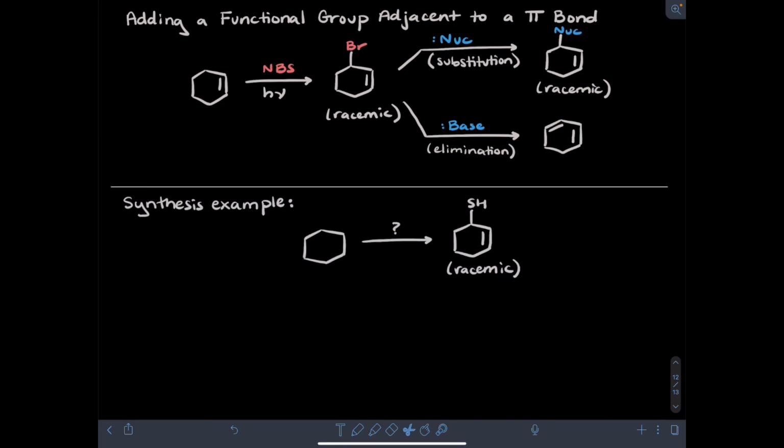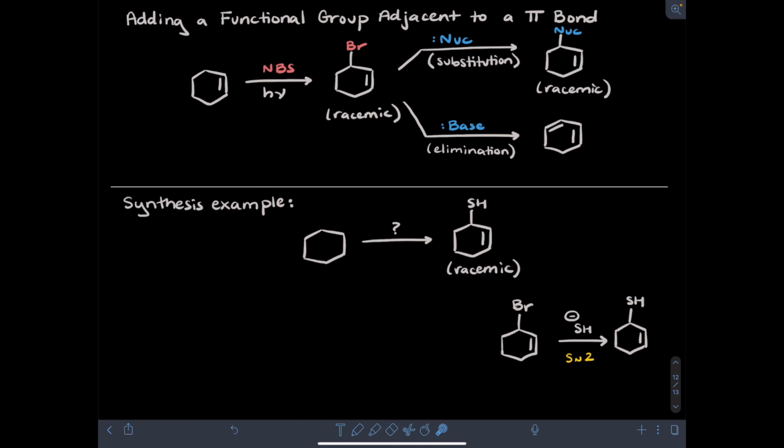As an example of this strategy at work, let's consider trying to convert cyclohexane into the following product, in which I have an alkene present that's new, as well as a new substituent that's adjacent to the alkene. I'll begin the synthesis by thinking backwards a step. So I don't know a way to install an SH group adjacent to an alkene, but I do know a way to install a bromine adjacent to an alkene.